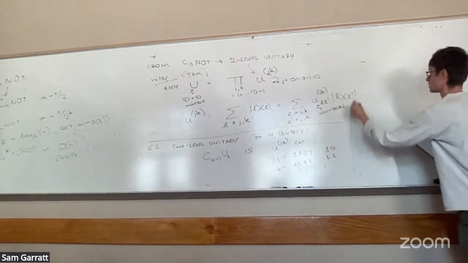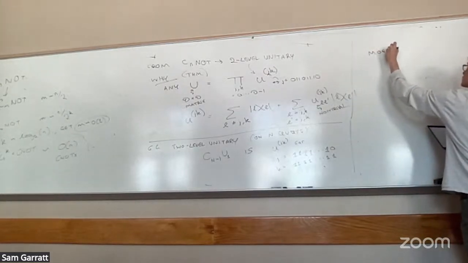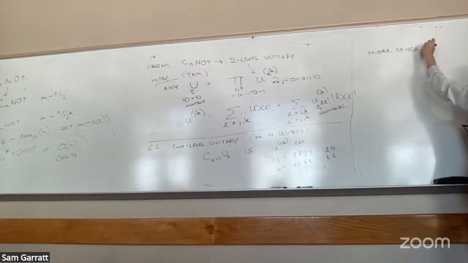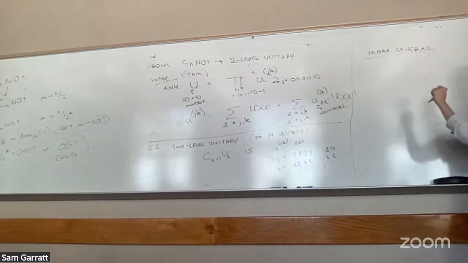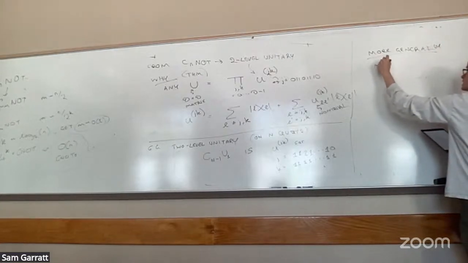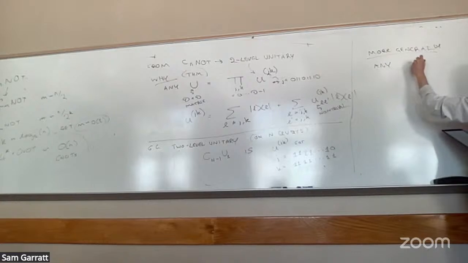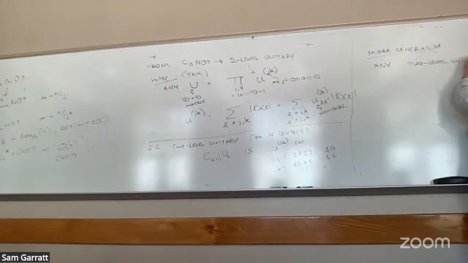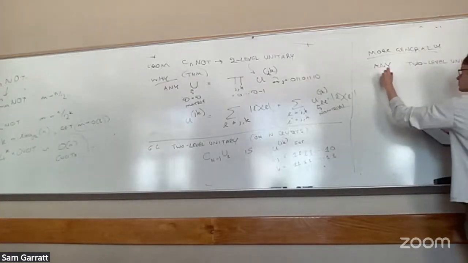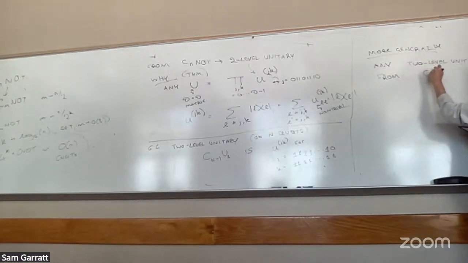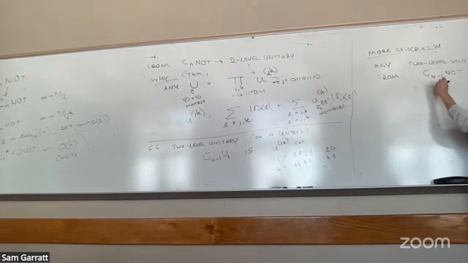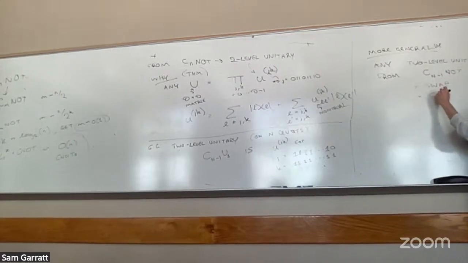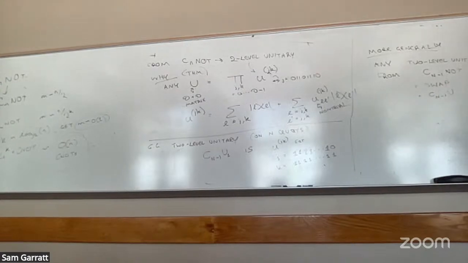So that's one example. And the statement is that, more generally, again, this is described in the notes and also in detail in Nielsen and Chuang, reference in a moment. More generally, any two-level unitary can be constructed from C^(n-1) NOT plus swap operations and C^(n-1) U. So the idea is pretty simple.